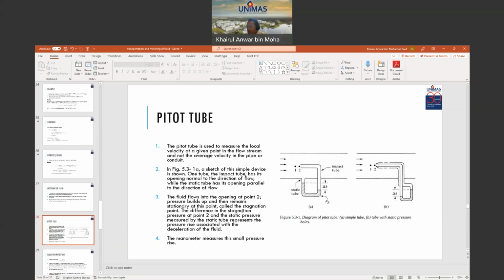The difference between the stagnation pressure at point 2 and the static pressure measured by the static tube represents the pressure rise associated with the deceleration of the fluid, the delta H. The manometer measures the small pressure rise.